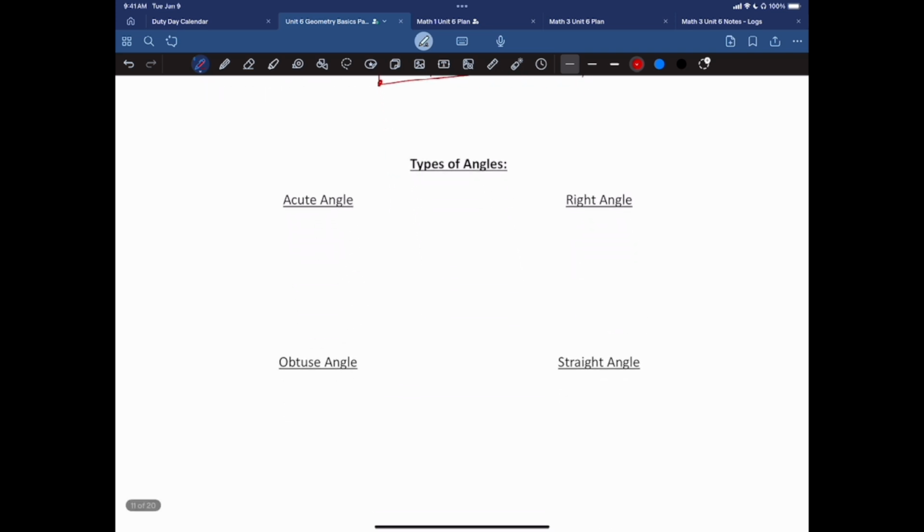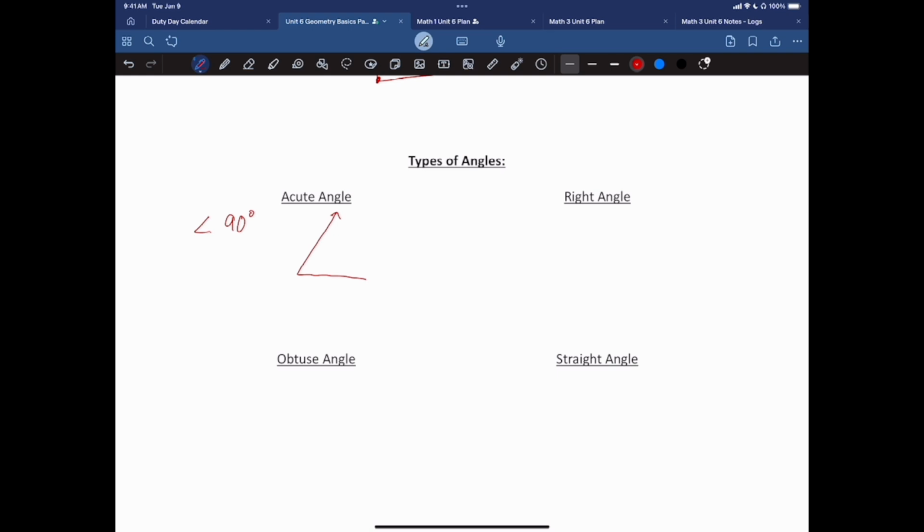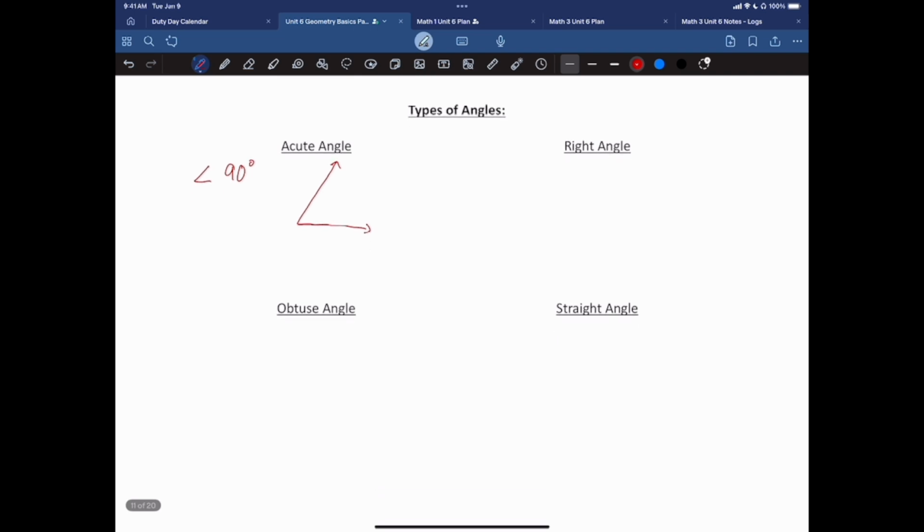So there's a couple different types of angles. We can talk about acute angles. Those are angles that are less than 90 degrees, and it'll look something like this. This would be an example of an acute angle. We also have obtuse angles. Those are going to be angles that are greater than 90 degrees. They'll look something like this.